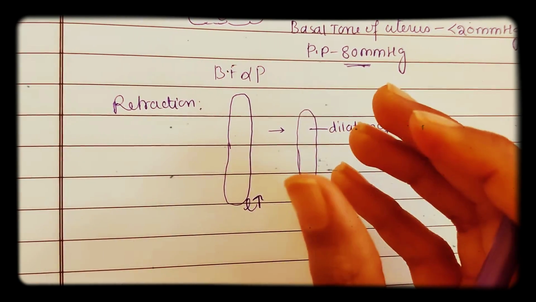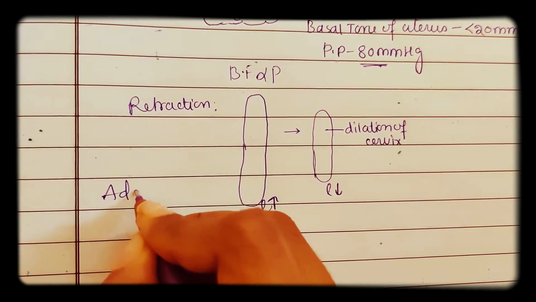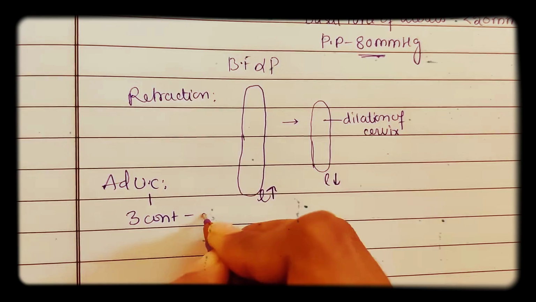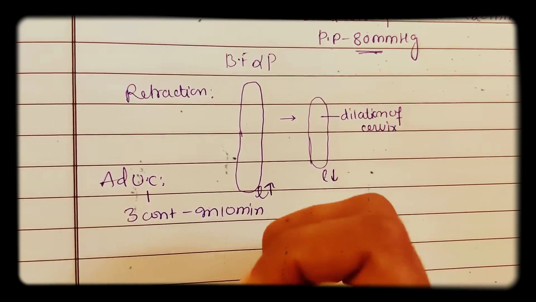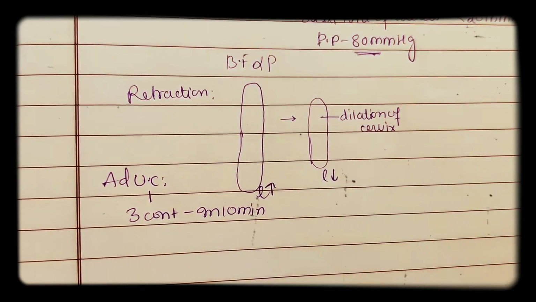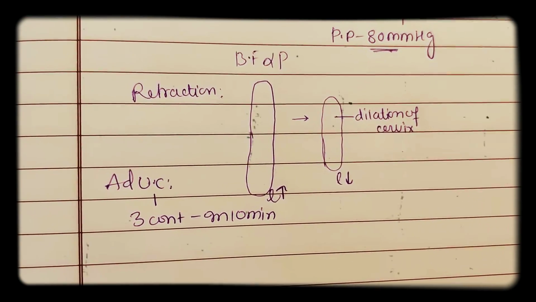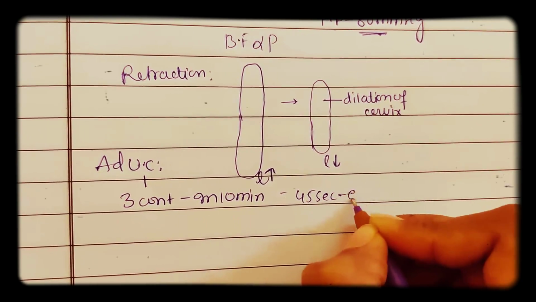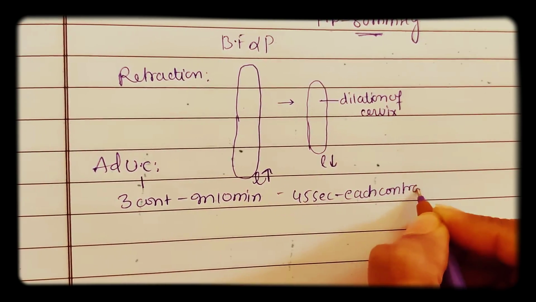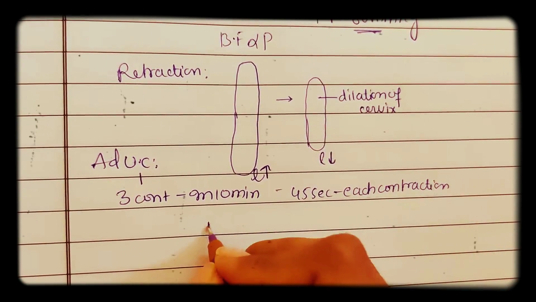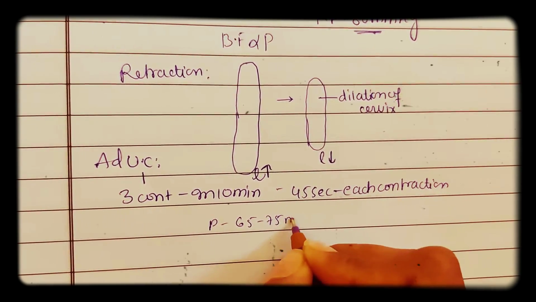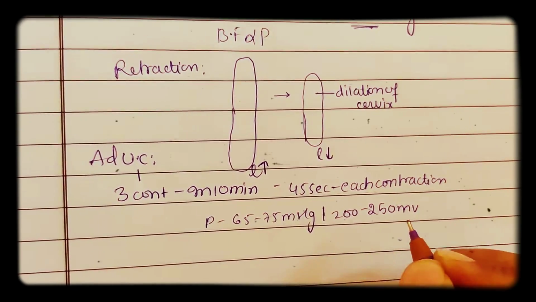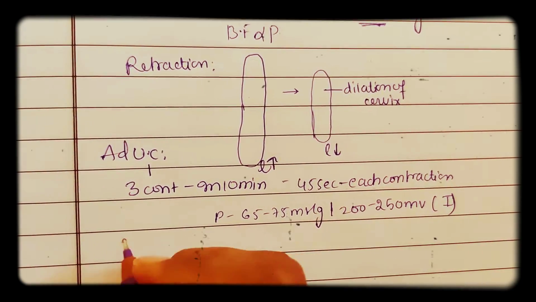Now let us see adequate uterine contractions. What is that? Adequate uterine contraction is 3 contractions in 10 minutes. If within 10 minutes you have 3 contractions, that is called adequate contraction, and each contraction can last for about 45 seconds. The pressure is 65 to 75 millimeters of mercury, or 200 to 250 Montevideo units, that is the intensity.